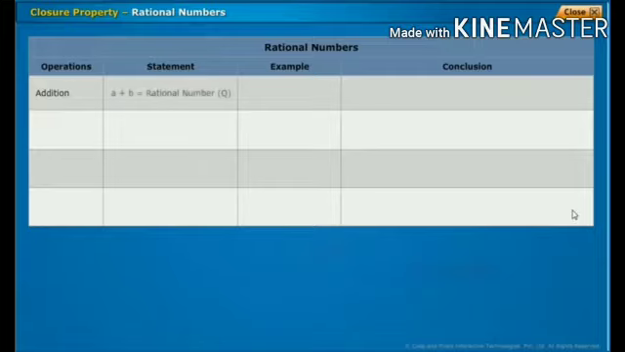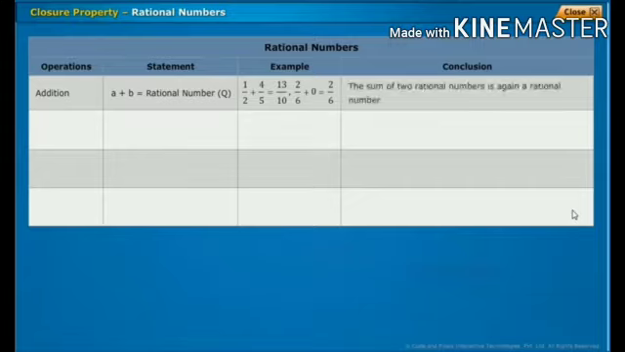Addition. The first operation we are going to cover is addition. a plus b, where a and b are two rational numbers. When you add, for example 1 by 2 plus 4 by 5, the answer will be 13 by 10, which is also a rational number. 2 by 6 plus 0 is also a rational number. So it concludes that the sum of rational numbers is again a rational number.